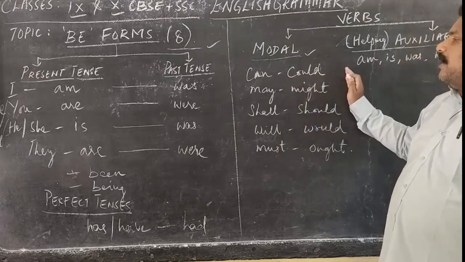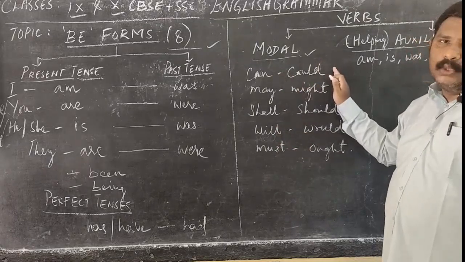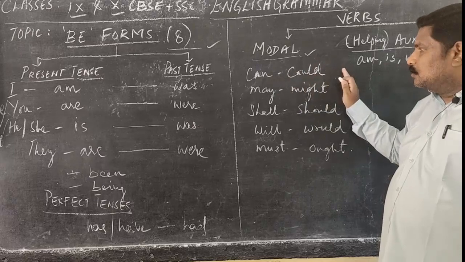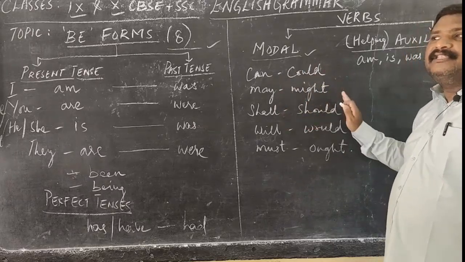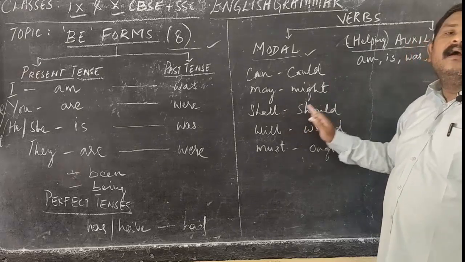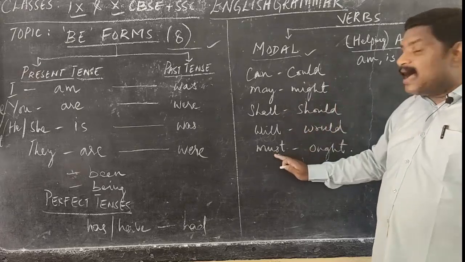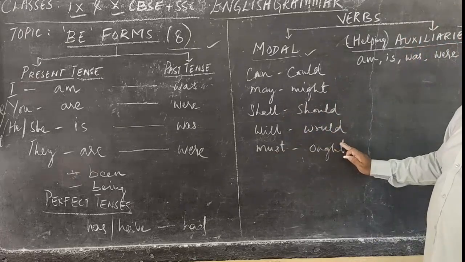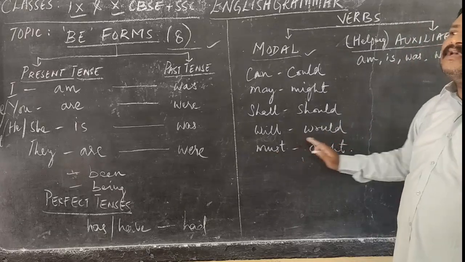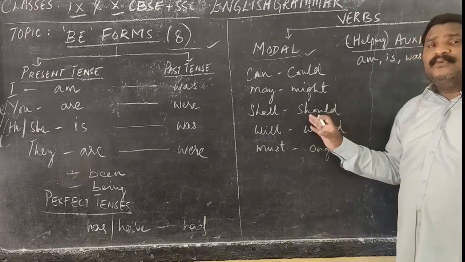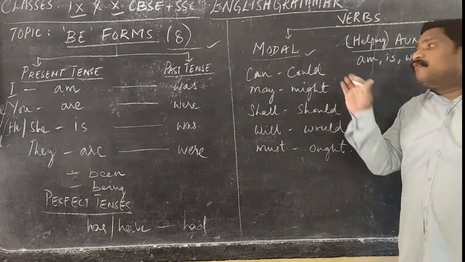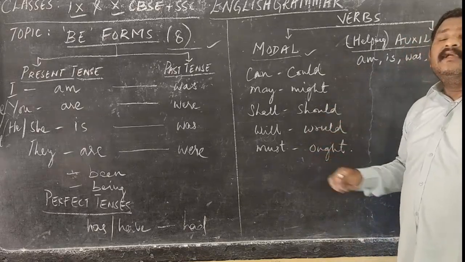The past tense of them: can is could, may is might, shall is should, will is would, must is ought. Now, I will also tell you the main condition of using these modal verbs.